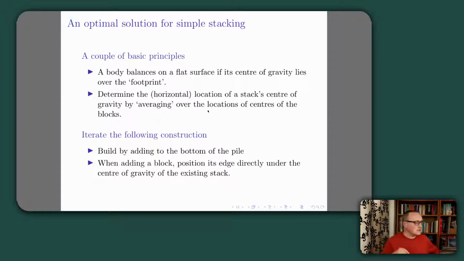Because the center of gravity of a single one of these Jenga blocks is located at exactly the halfway point horizontally, assuming that the material is of consistent density through the block. And the method we've been describing here is we build by adding to the bottom of the pile at each stage. When adding a block, we position its edge directly under the center of gravity of the existing stack. That was the principle I was using as I gradually made my stack of blocks higher and higher.